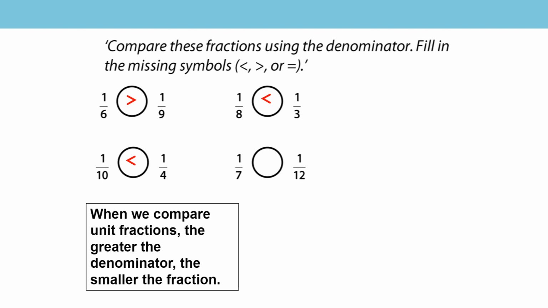The next one, we have 1/7 and 1/12. Comparing these 2 fractions, we can see that 1/12 is the larger denominator, therefore we know it is less than 1/7. So 1/7 is greater than 1/12. If you got all 4 of these right, you have become really fluent with this and you should be very proud of yourselves. Well done.